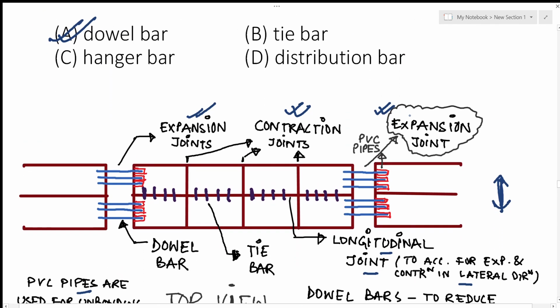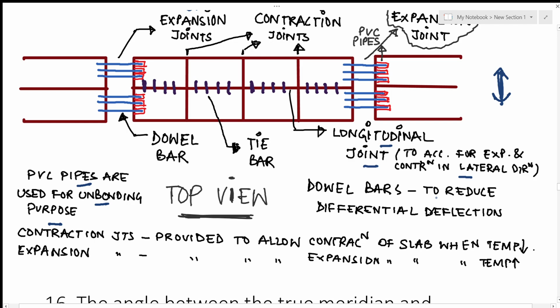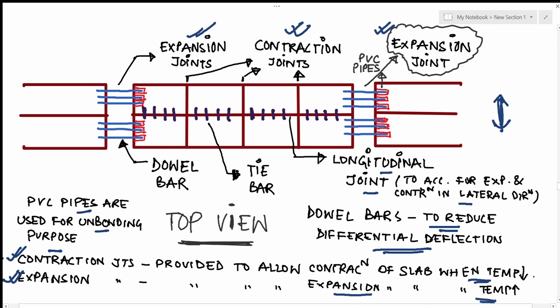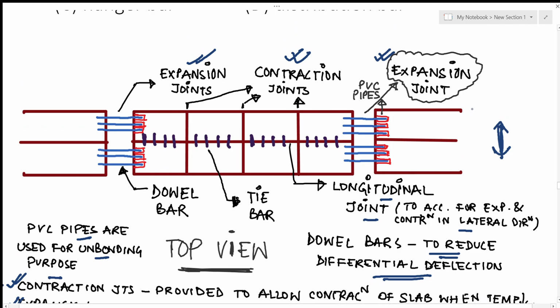to another in a rigid pavement, as well as to reduce the differential deflection between the slabs. Contraction joints are provided to allow contraction of slab when the temperature decreases, and expansion joints are provided to allow expansion of slab when the temperature increases. So this is the top view of a rigid pavement or the joints. You can keep this diagram in mind, so whatever question comes from this particular segment, you will be able to answer it.